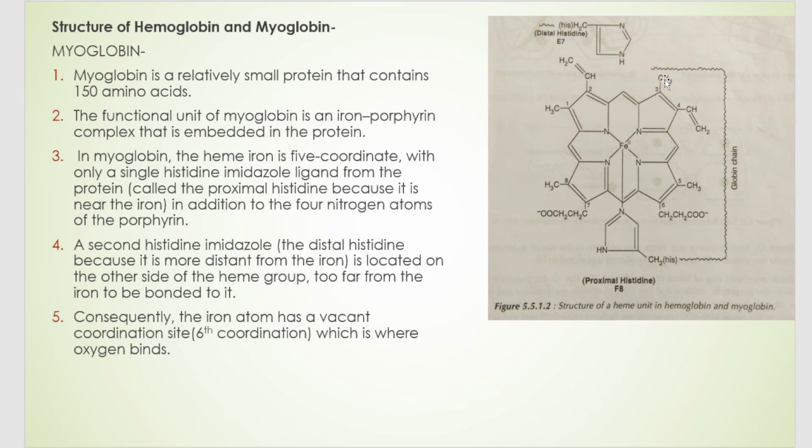Whereas the sixth coordination is actually vacant, because of which the oxygen that is coming can bind to that sixth coordination of the iron. And the distal histidine is present far away from the central metal atom. It is also an imidazole ring, but it is called distal histidine because it is present far away from the Fe center, so it cannot form a bond with Fe. So this is the heme part, which is a non-protein part, and this is the protein part or the globin chain.